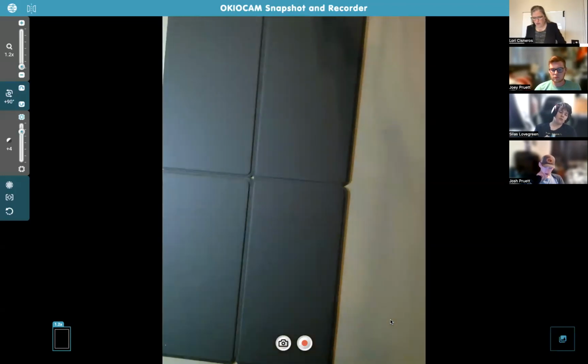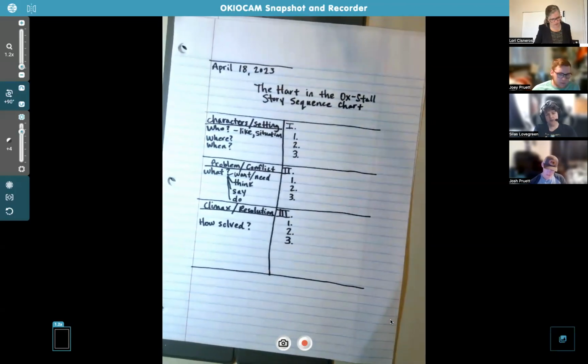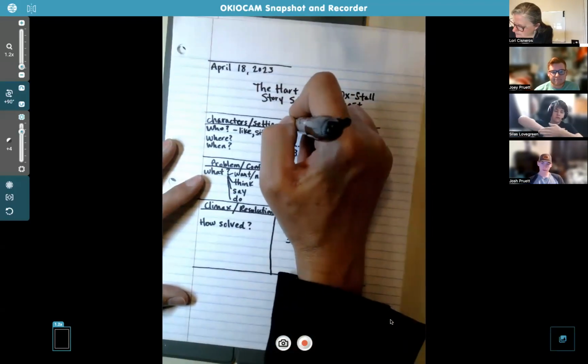Going to the story sequence chart, let's go ahead and start working on that. Starting with the characters. Who's the main character in this story? There's a couple of them. The heart. The heart, yep. So let's put that first.